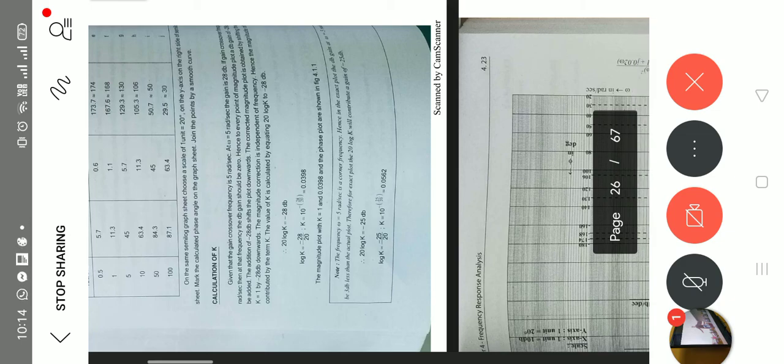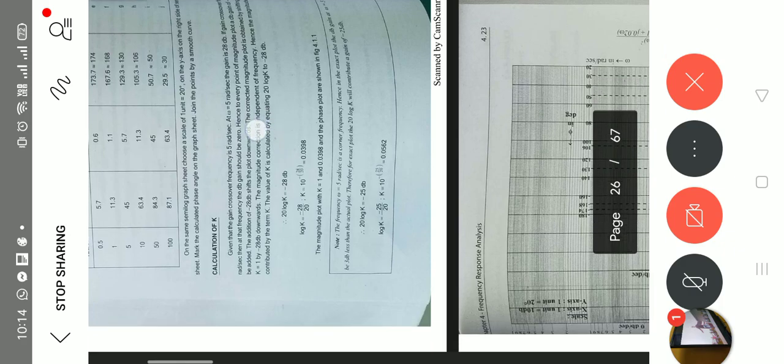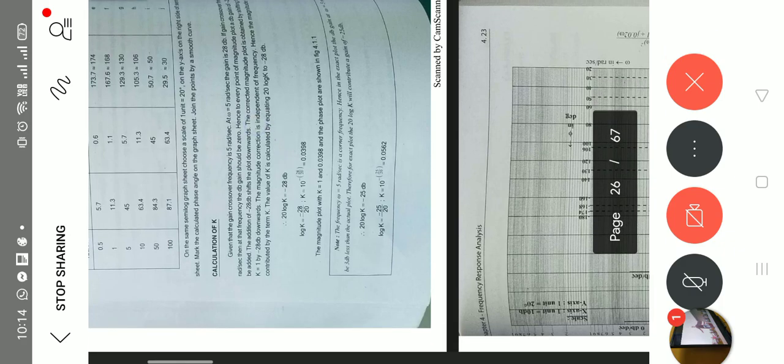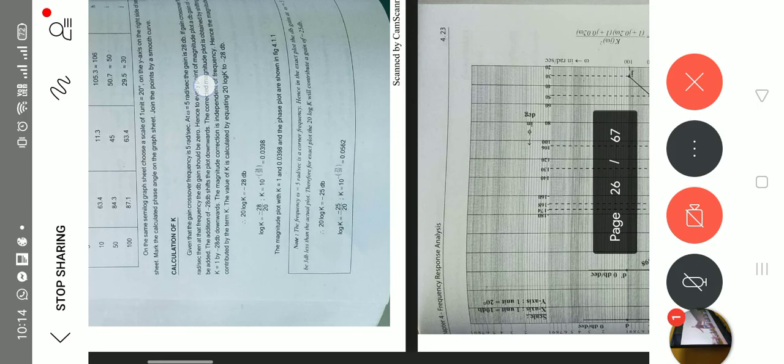20 log K is 28 dB. Why are we taking 28 dB only? Because the question asks for 5 radians per second. Whatever the corner frequency is, 5 radians per second, find the K value here. So I am taking 28 dB. At 5 radians per second, I get a magnitude of 28 dB, so I am taking this magnitude only.